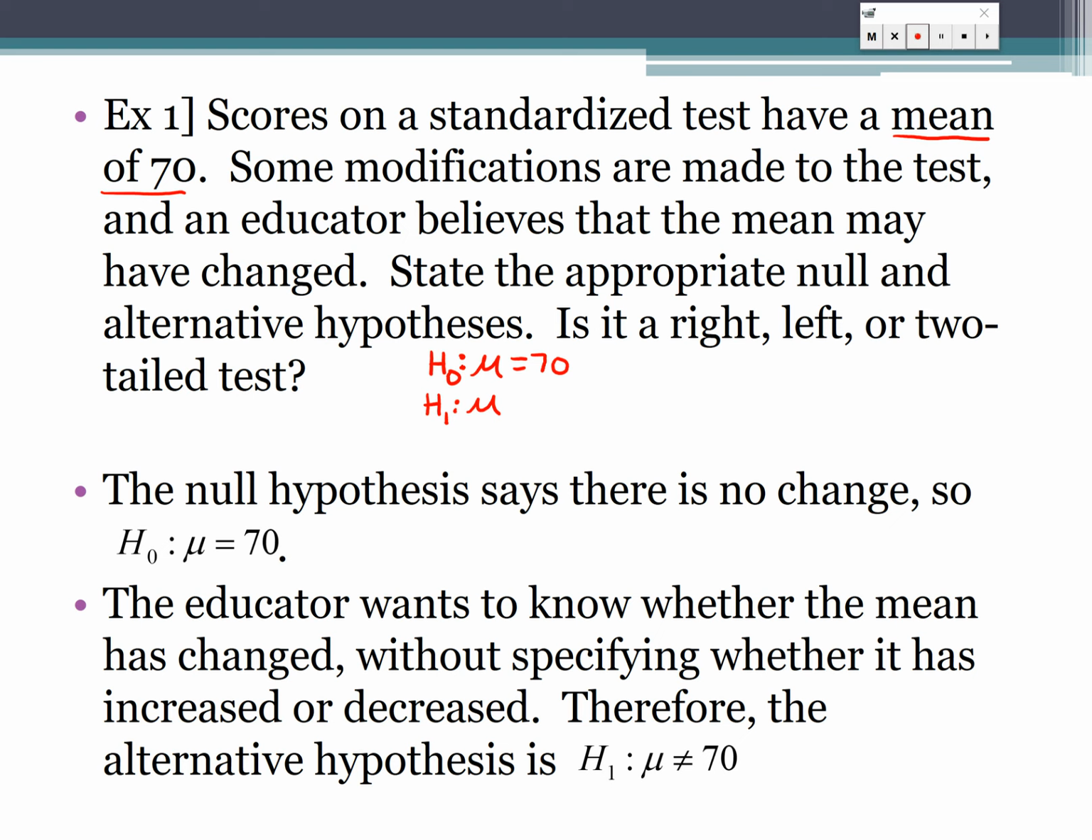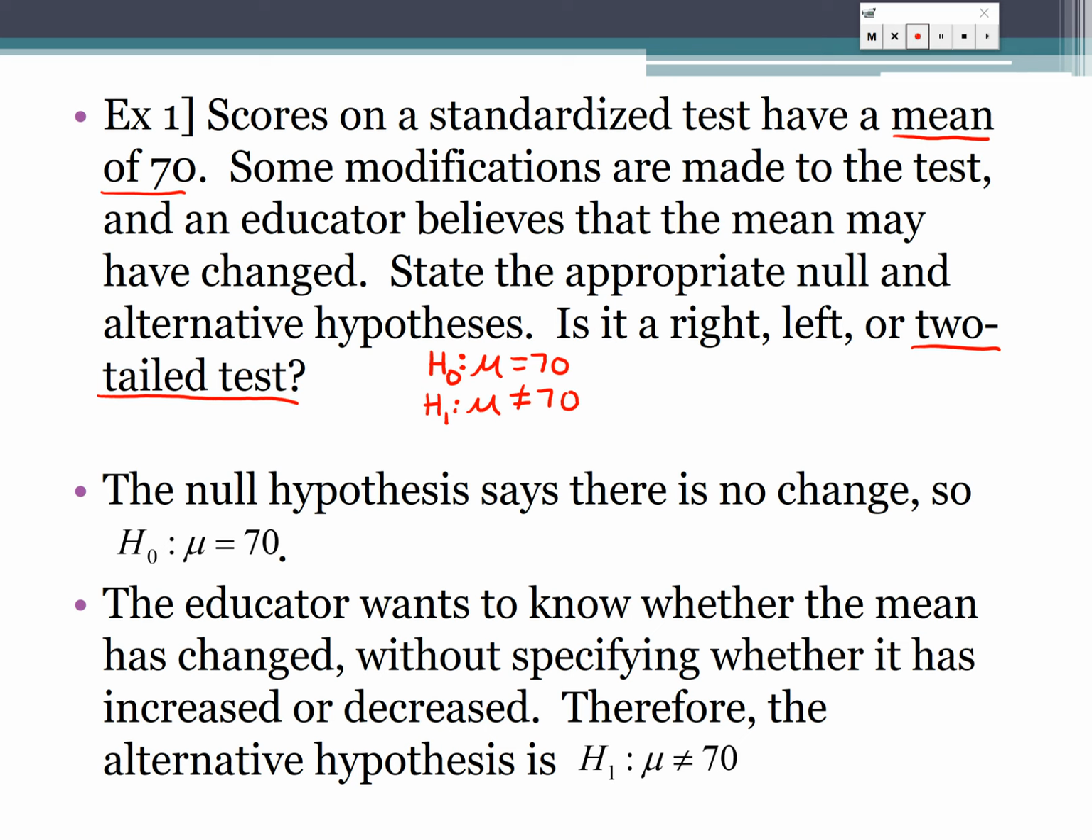And now the educator believes that the mean may have changed. The educator doesn't say specifically how they think it's changed. They just think it's different. They don't state, oh, they think it might have decreased or they think it might have increased. They just said, well, we think it changed. So all we can do for the alternative hypothesis is to do a not equal. So all you're saying when you put a not equal there is it's something different than that 70. If you have an equal and a not equal for your two symbols, that is when you have a two-tailed test.